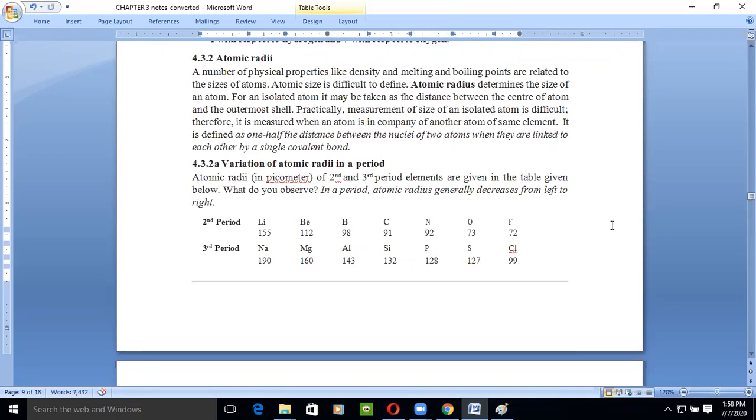So first we will talk about the period, why this thing happens in periods. Down the group it will increase, right? Yes, down the group it increases, along the period it decreases. Why? Because there is a variation in periods.